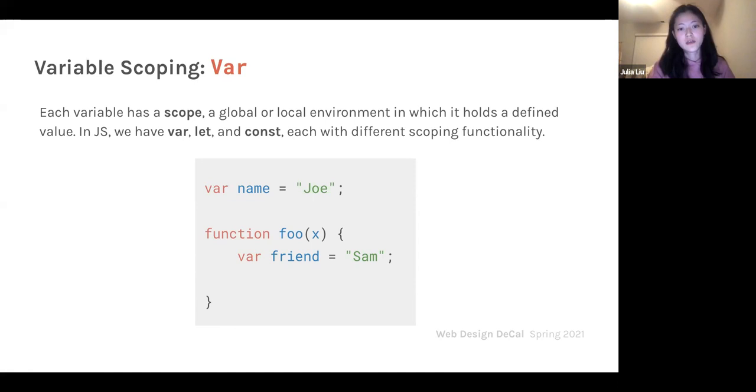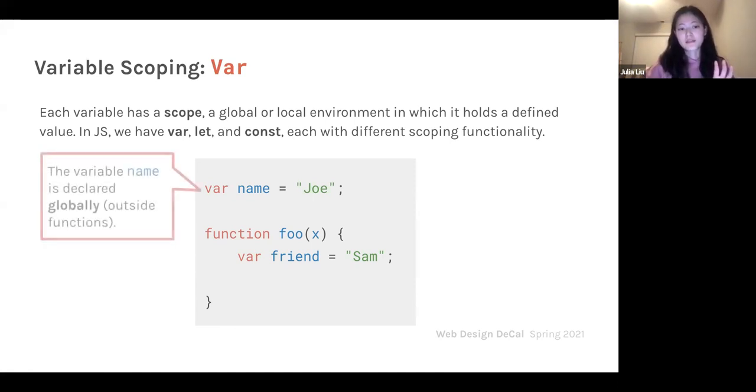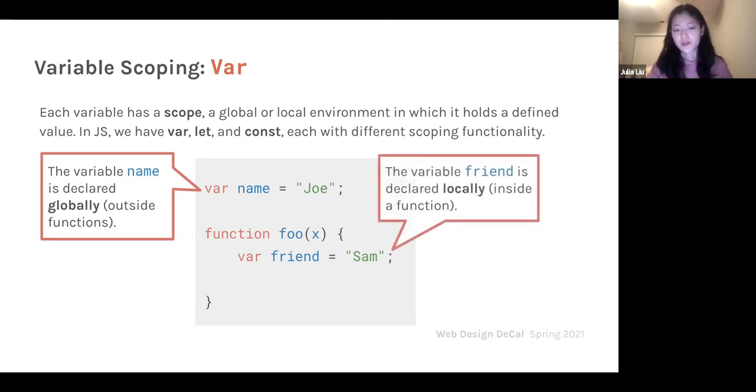In this example that you see below, we have var name equals Joe at the very top. That means that it's defined globally, so it's outside any of the functions that you might have in your JavaScript file. On the other hand, you have this variable called friend, and it's declared locally. That means that it's declared within a function. You can see that there's a function called foo, and within that you have a variable called friend.